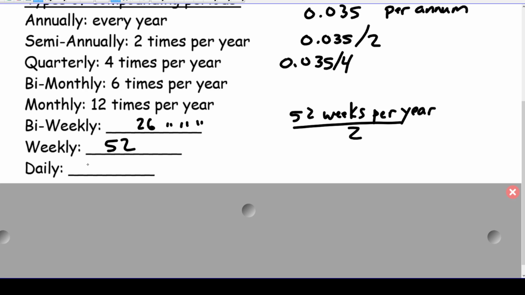Daily, how many days per year? Chat. It's a race. Technically 364.25, but I'll accept 365. Yeah, we're going to use 365.